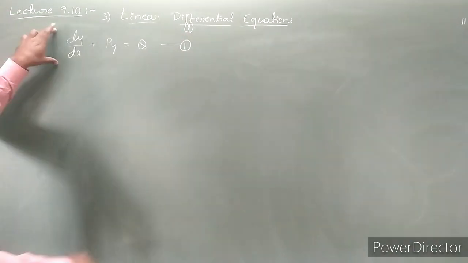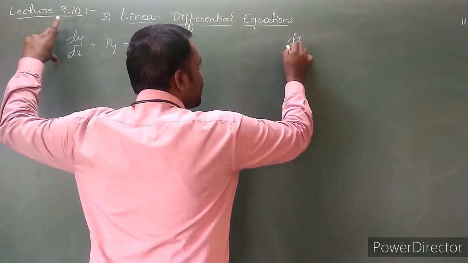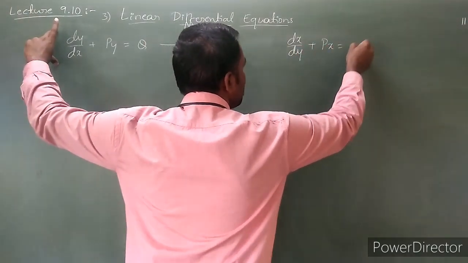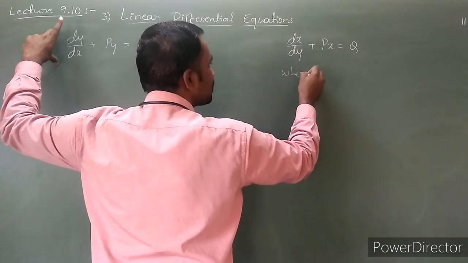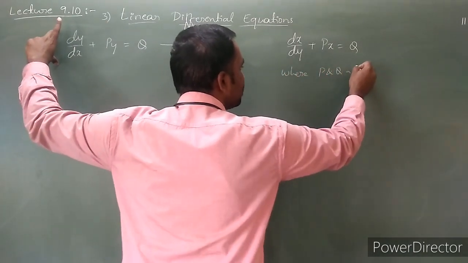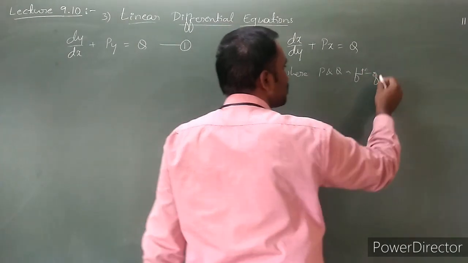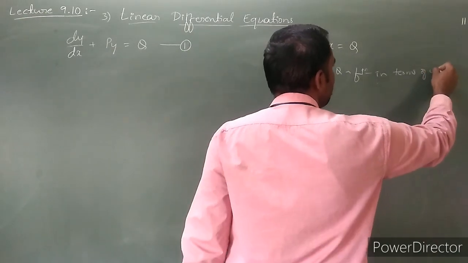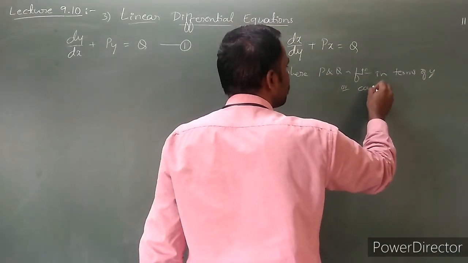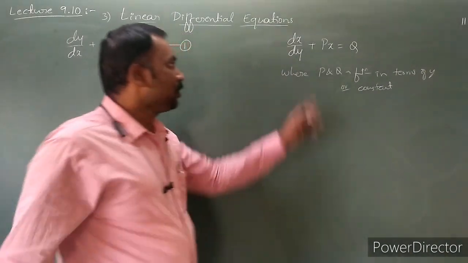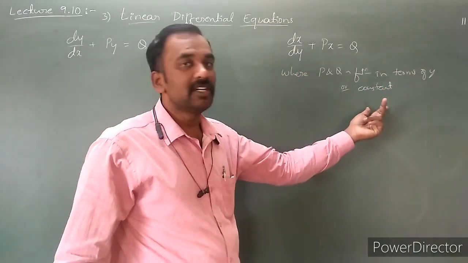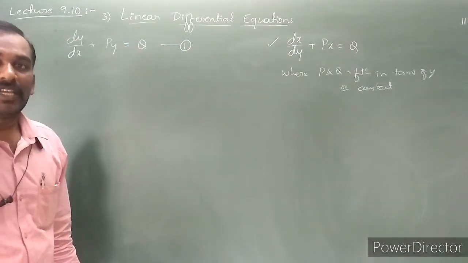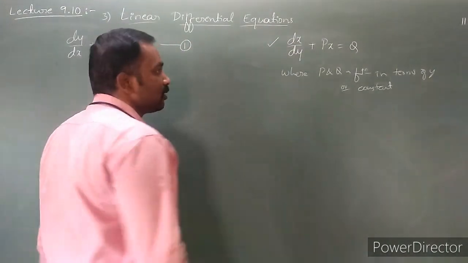Not only this one, there is another form. What is the other form? dx by dy plus p into x is equal to q, where in this case p and q are functions in terms of y, or constants. This is also a linear differential equation. So these are the two different cases.